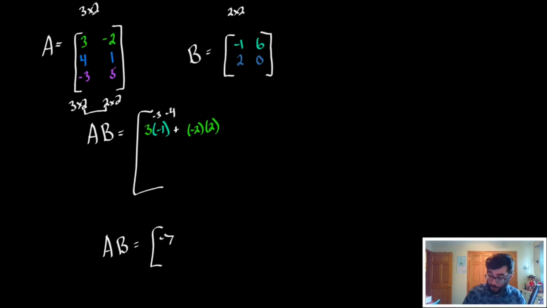Now for the next entry. We did first row, first column, and that got me the entry in the first row, first column. Now I have to do first row, second column, and that's going to get me the entry for the first row and second column. So I'm going to do 3 times 6, and now I'm going to add that to -2 times 0.